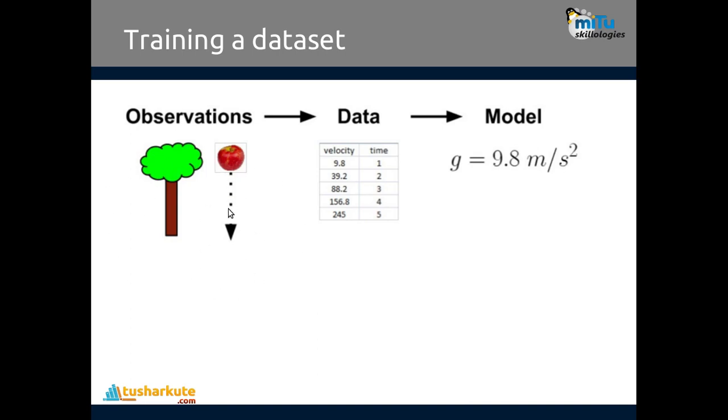So based on Newton's observation, he has recorded this data. Data means when time was this, velocity was this, time was this, velocity was this. In this data he has found the model, what similarity the input and output have. That model is the output, and that is the universal constant of gravity, g is equal to 9.8 meter per second square.